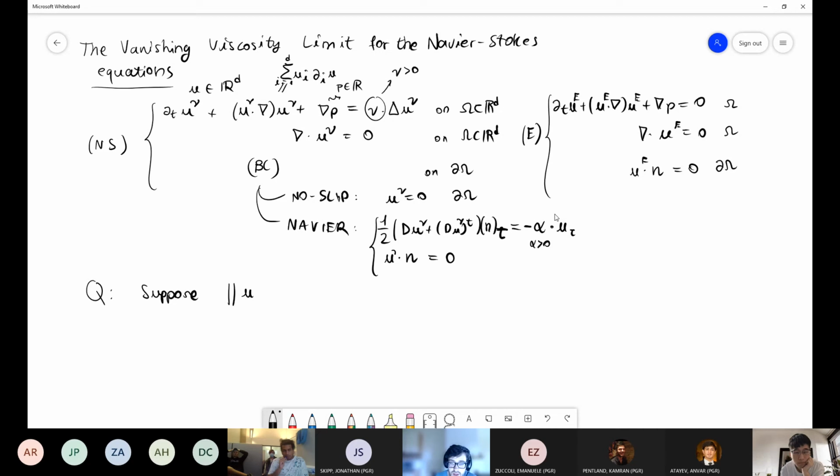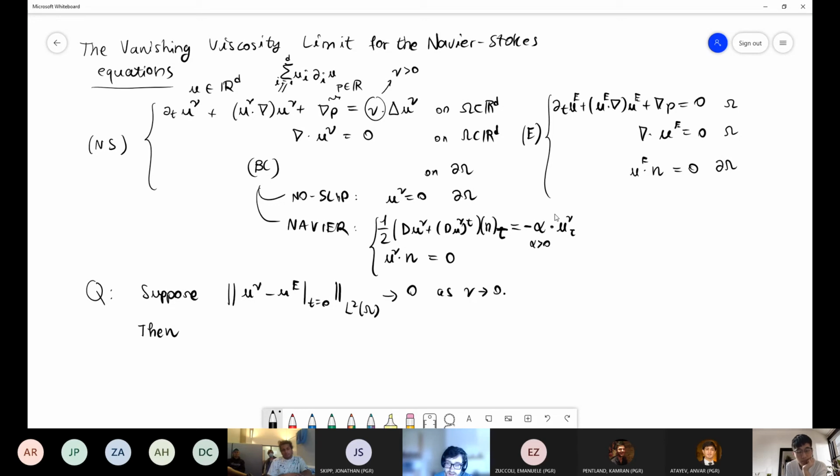There we go. So suppose that initially, at time t equals 0, the difference between the two, taking the L2 norm on omega, goes to 0 as the viscosity goes to 0. And then we ask ourselves whether or not this carries over to a positive time t.